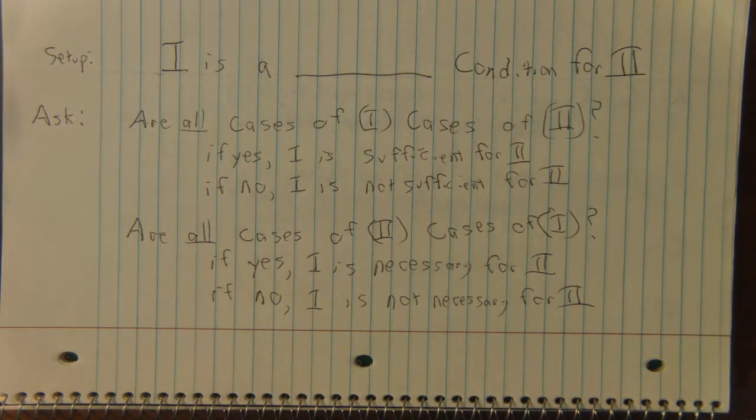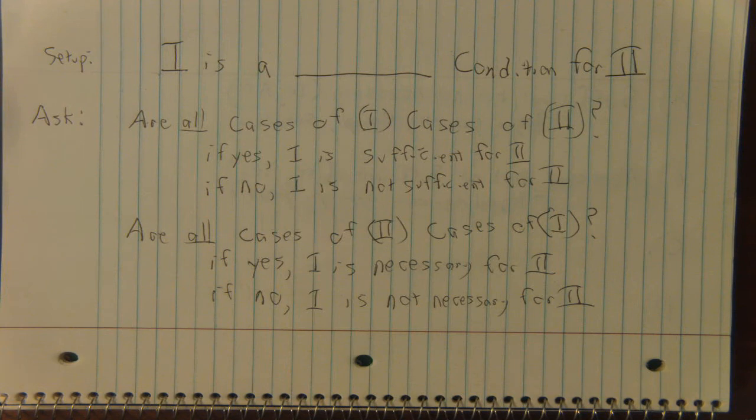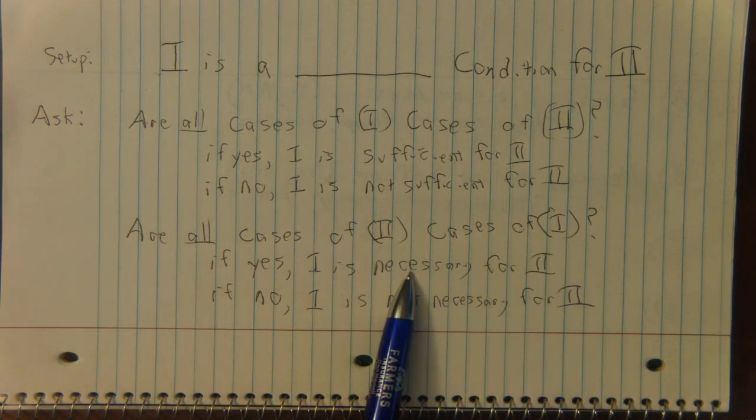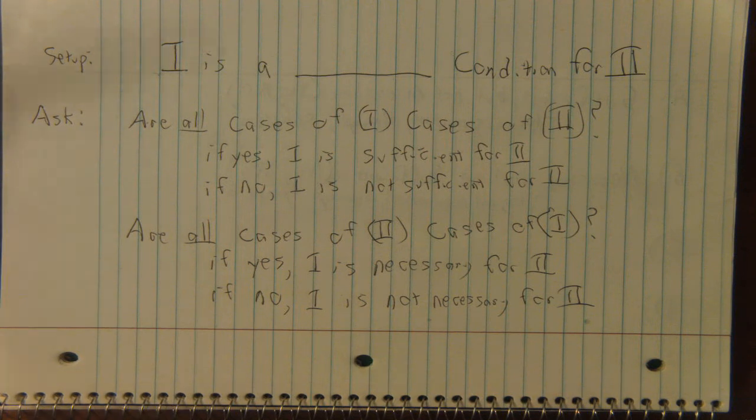Are all cases of animals cases of tigers? Of course not. So it's not sufficient. Being an animal doesn't guarantee you're a tiger. Are all cases of being a tiger cases of being an animal? Yes. So it's necessary. So hence, being an animal is necessary but not sufficient for being a tiger. That will always happen with supertypes. And so that gives us answer B.